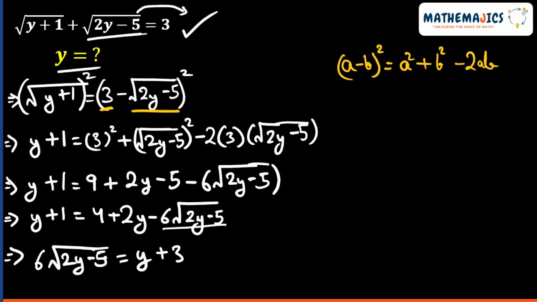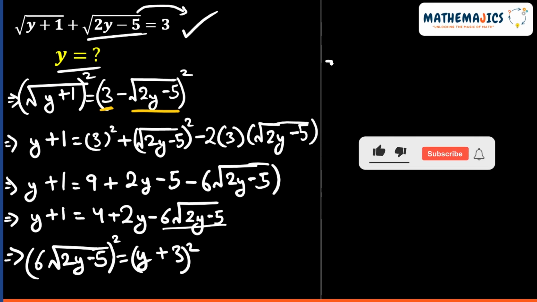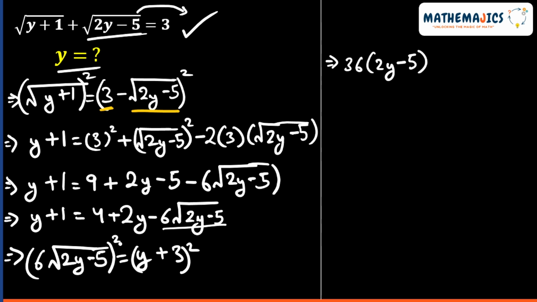After this step, what we will be doing? We will be squaring both the sides again to remove the square root. After this step, the square root will be removed totally. So let's see what happens in the next step. In the next step, we will get 36 times 2y minus 5. Why? This square will be given to 6 and this square will be given to under root 2y minus 5, both of them. So 6 square is 36, and for the second part of the term, that is under root 2y minus 5, square root will be removed.